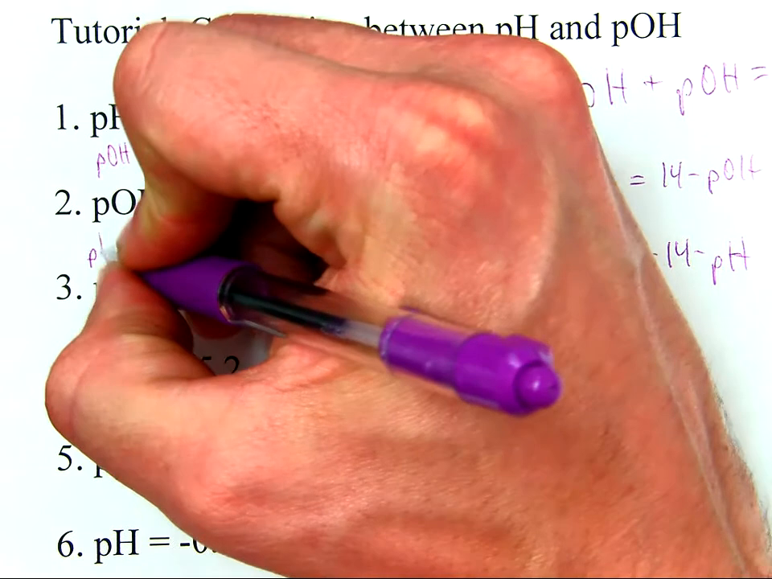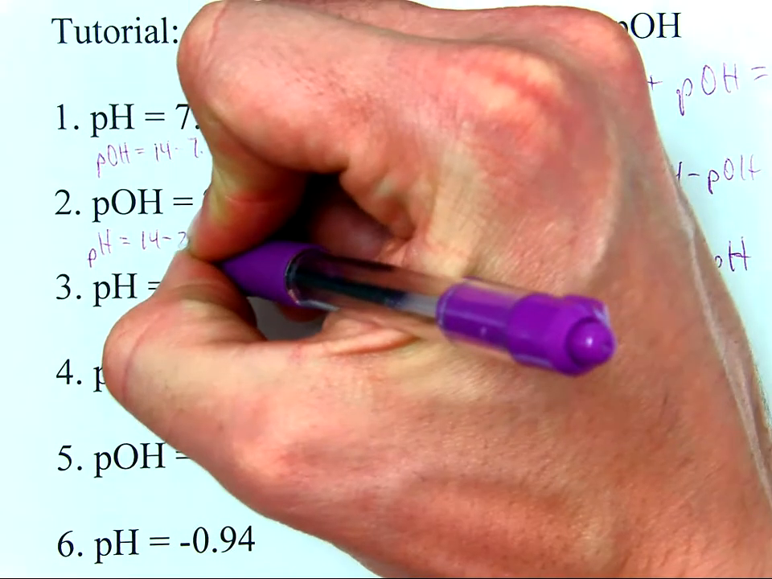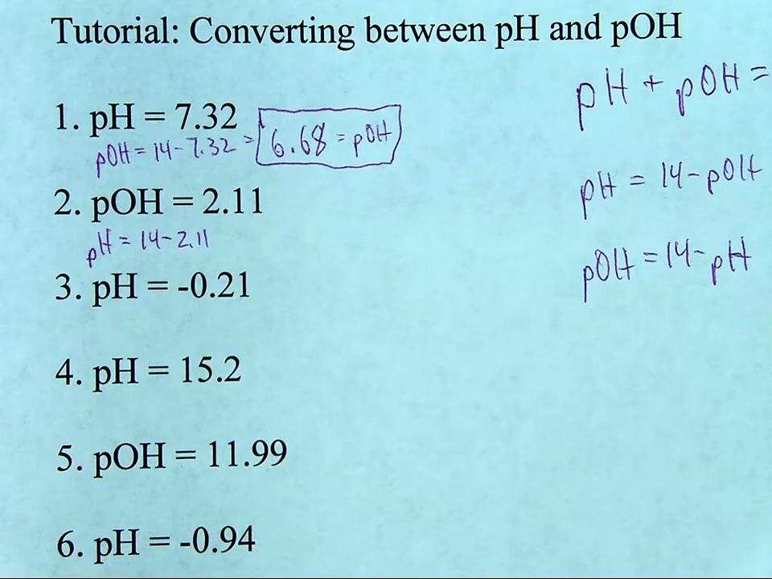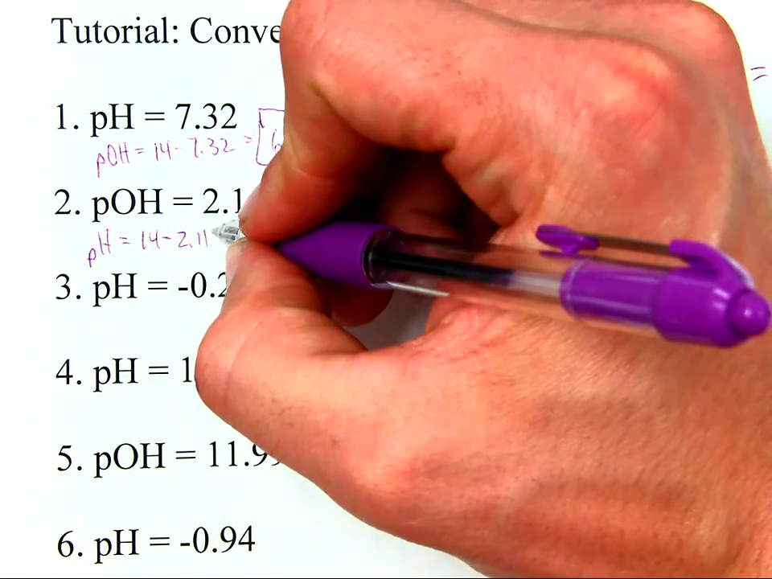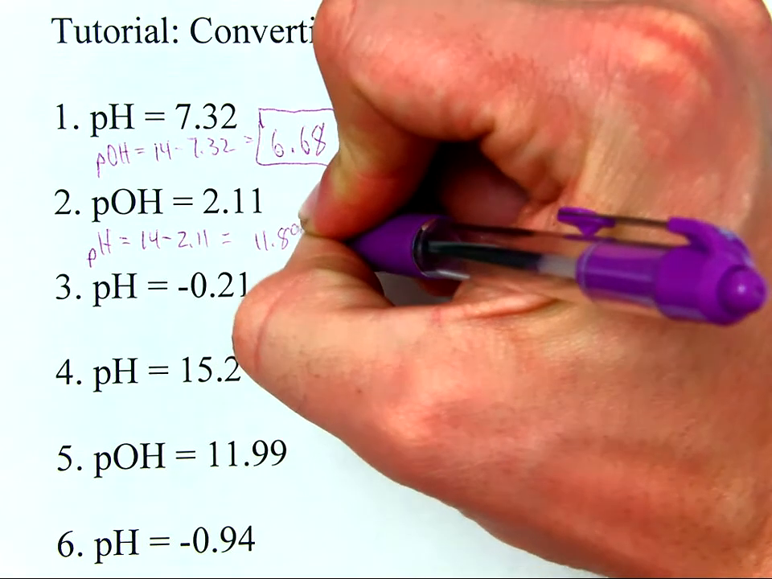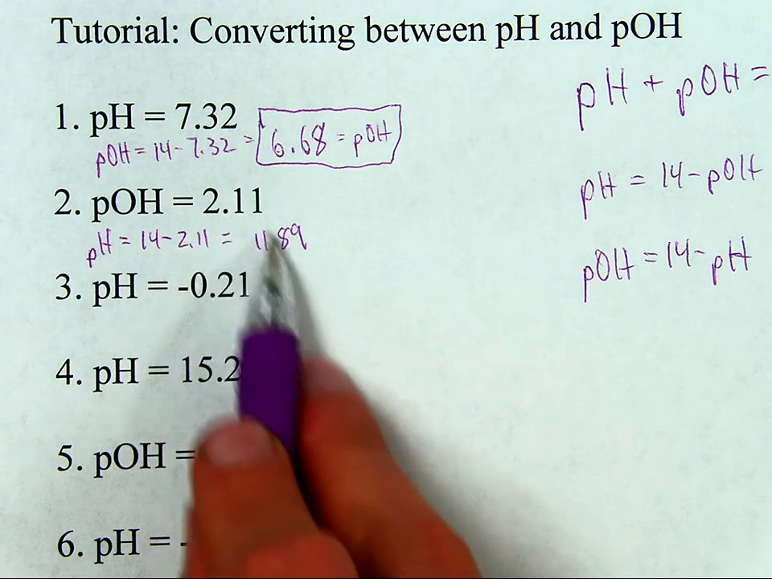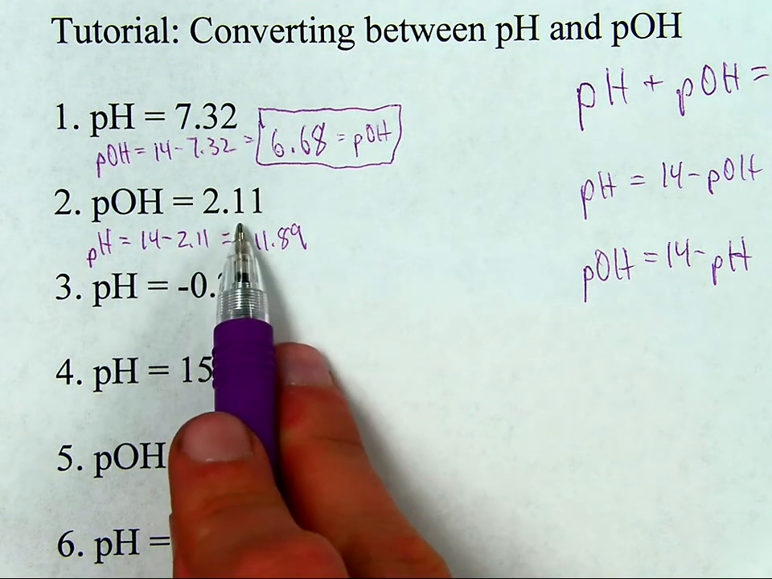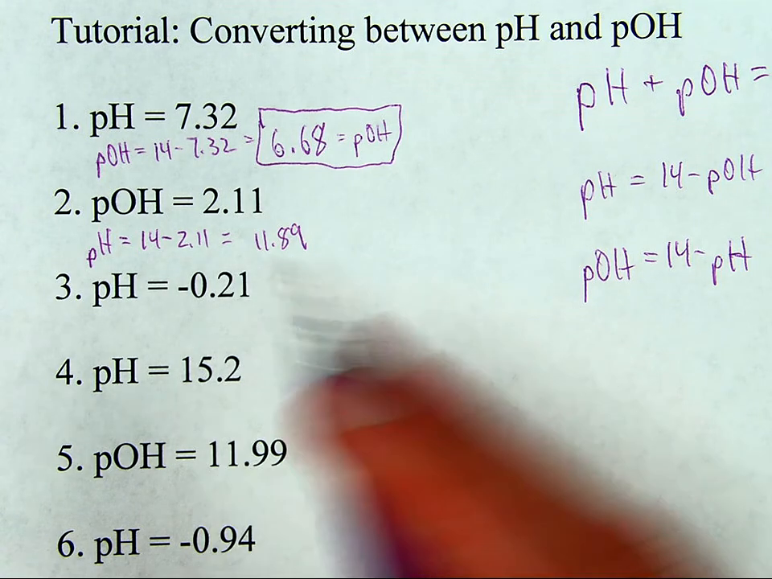Okay, if I'm given pOH, that means I'm trying to find pH, which is equal to 14 minus 2.11. That gives me a pH of 11.89. Again, four sig figs, three sig figs, but this is correct because this number goes out to the hundredths place, two decimals over. This number also goes out to the hundredths place, two decimals over.